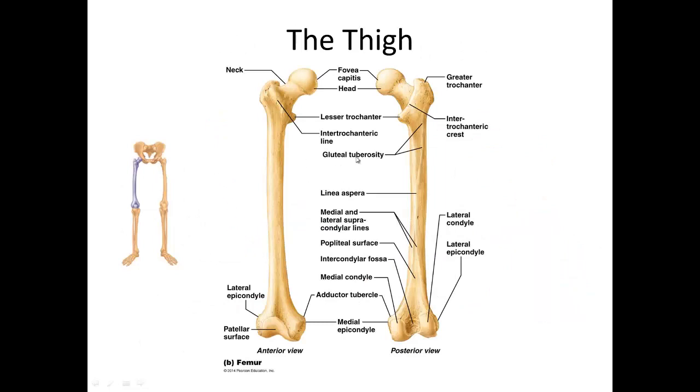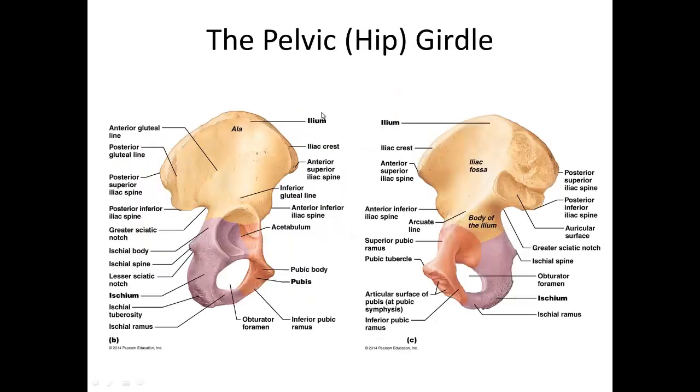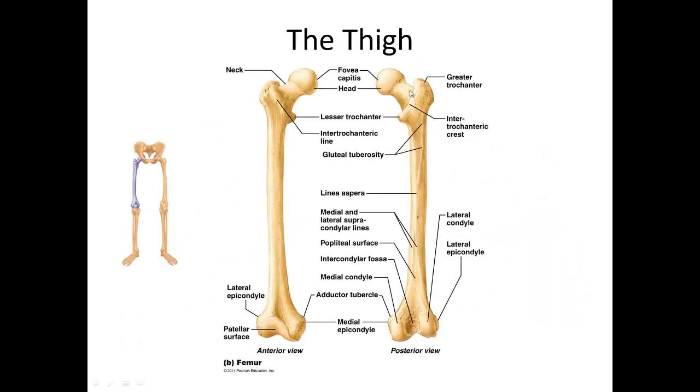The thigh consists of the femur. The most proximal articulation is the femoral head, so this sits in the acetabulum of the coxal bone. And so it has a similar arrangement to the arm. One major difference is that the neck is much larger for the femur than it was for the humerus. And you can see that's oriented more horizontally than the humerus was.